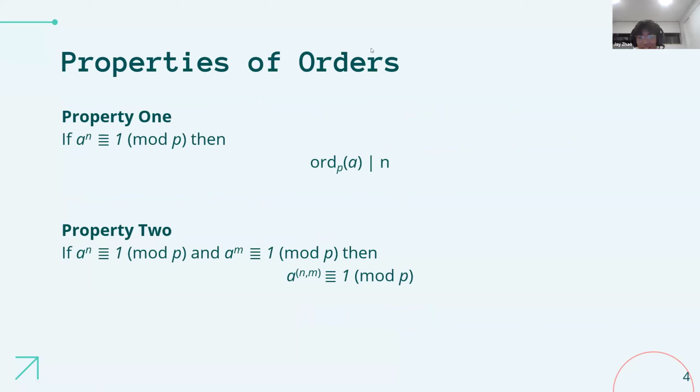Okay, so here are some basic properties of the order. The first one, I read somewhere they said that this was called the fundamental theorem of orders, but I don't know why it's called that. Yep, that's just a fun fact. So if a to some power is congruent to 1 mod p, then that power is divisible by the order. And then I'm gonna quickly prove this because it's pretty easy to prove.